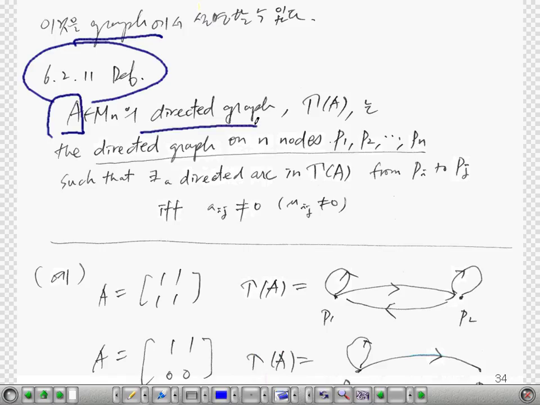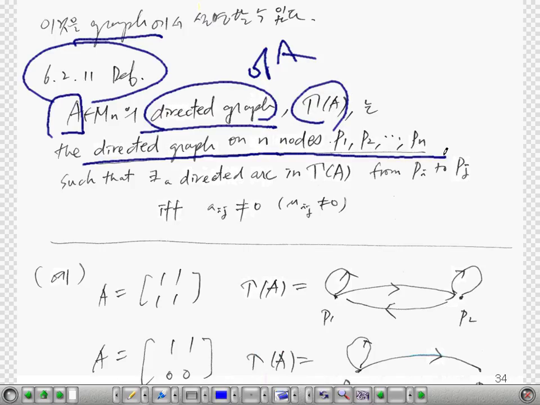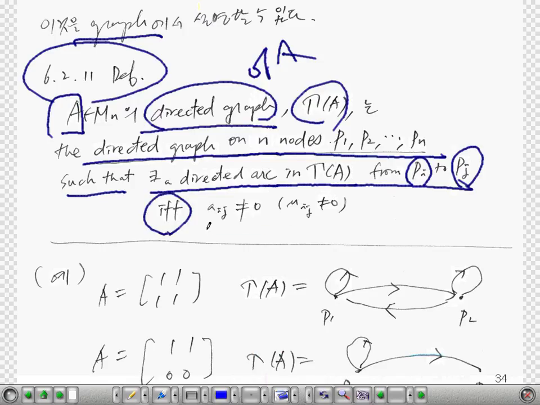Suppose A is a directed graph. The directed graph of A, written as gamma(A), is the directed graph on n nodes, P1 to Pn, such that there exists a directed arc in gamma(A) from the node Pi to Pj if and only if a_ij is not 0, and also mu_ij is not equal to 0. This is actually the interpretation of those.